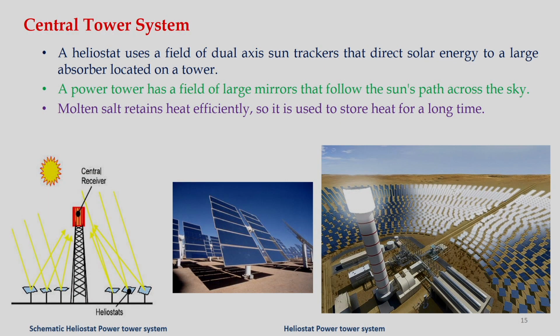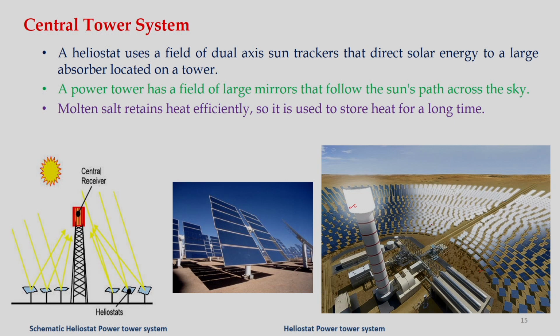So, a heliostat uses a field of dual axis sun trackers that directs solar energy to a large absorber located on a tower. This is the tower you can see, which is very white and bright. A power tower has a field of large mirrors that follow the sun's path across the sky. As you can see, these are mirrors, also known as heliostats. A single component can be known as a heliostat. You can see the arrangement.